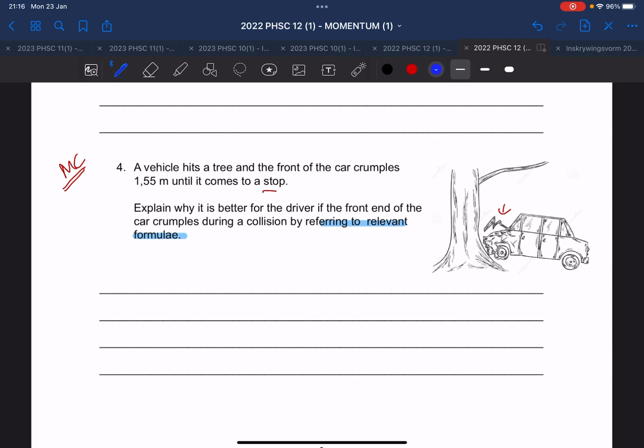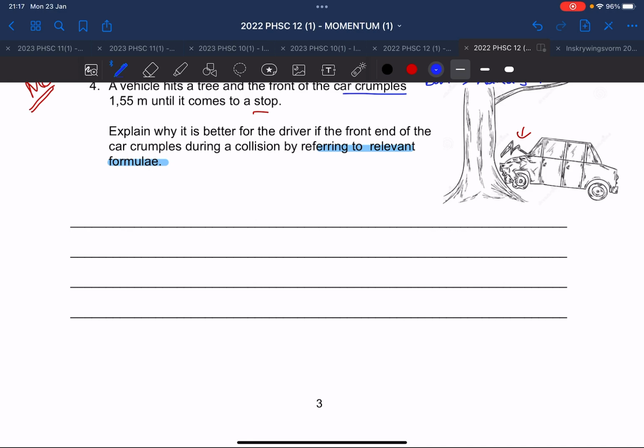Now, what happens if a car crumbles, or when you jump and you bend your knees, or what else does this happen? When you catch a ball and you take your hands back, and I'll explain this in the class again so that you'll see it. So what you do is you extend the time so that the force is not that great. So I've mentioned force and I've mentioned time. So that is why we use the impulse formula. So you're going to write the impulse formula, F delta T is equal to delta P.